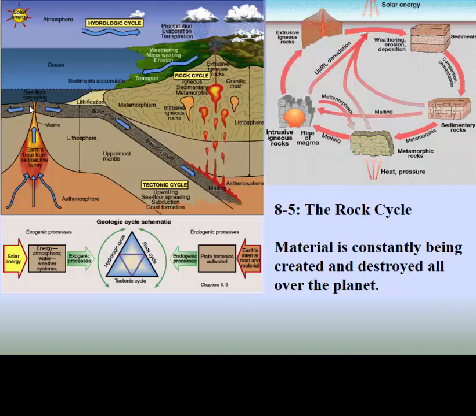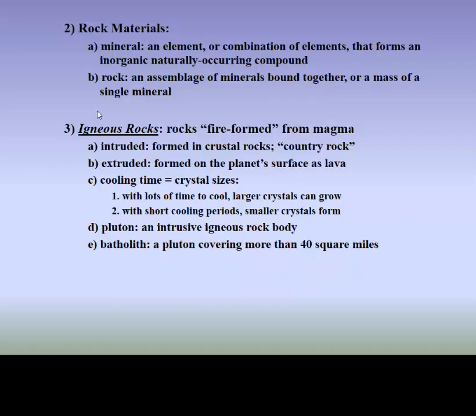The rock cycle: material is constantly being created and destroyed all over the planet. The Earth is divided up into different plates, which move in different directions relative to each other. So in places where these plates or rocks are getting destroyed, well, it's being created at other places. And we're going to show some really good examples of that.